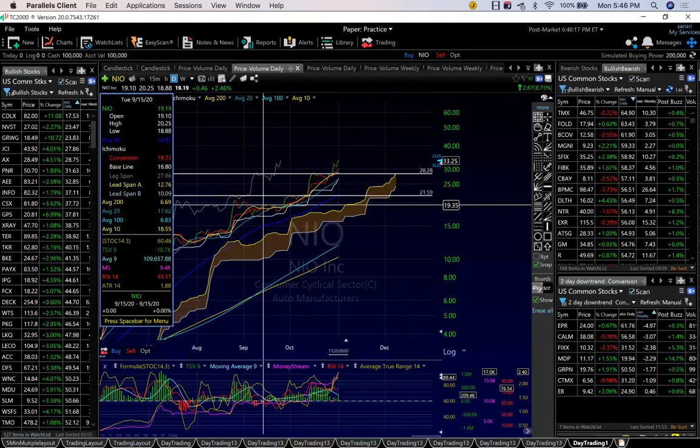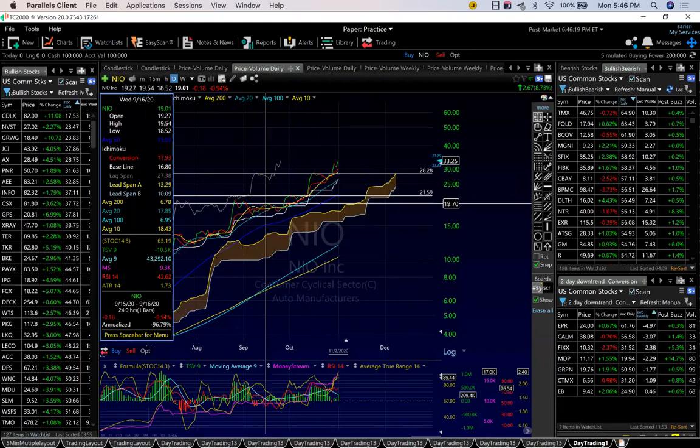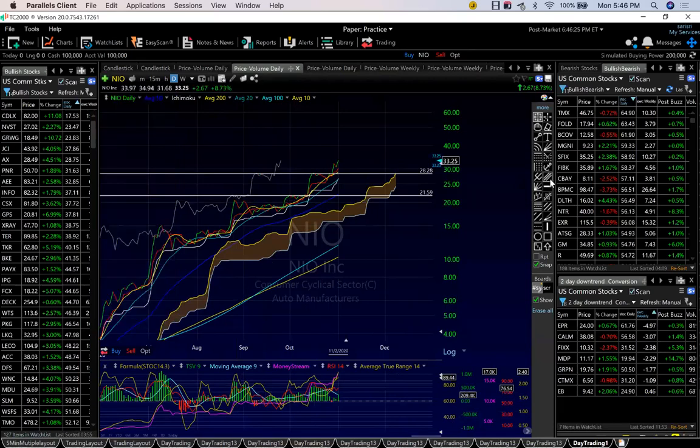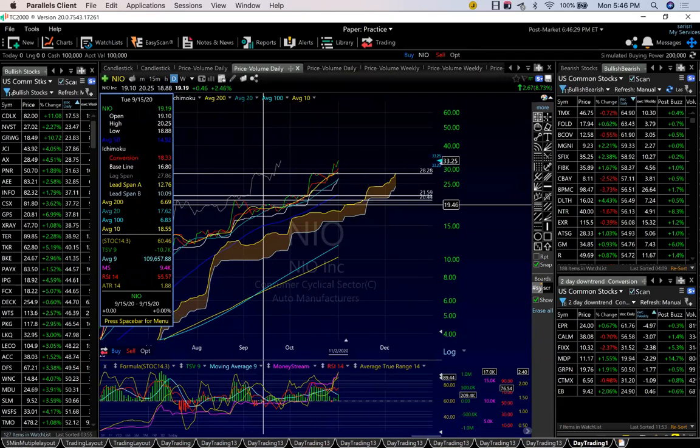So you can go, there was a lot of resistance here. Again, here, there's a lot of resistance. Here, 20.43, there was a resistance here. Then there is a support here.